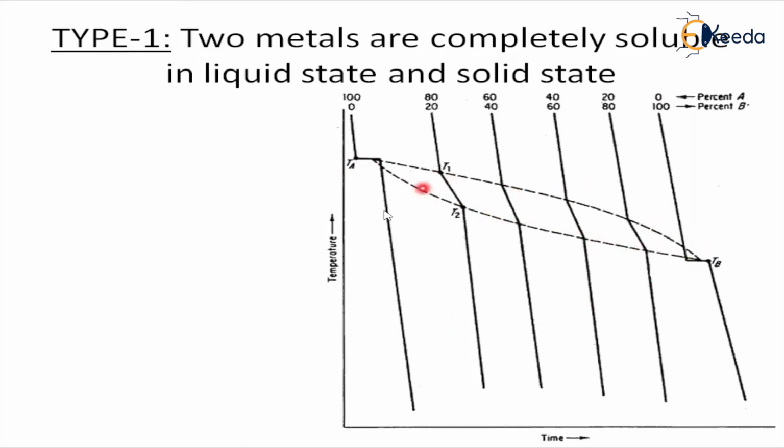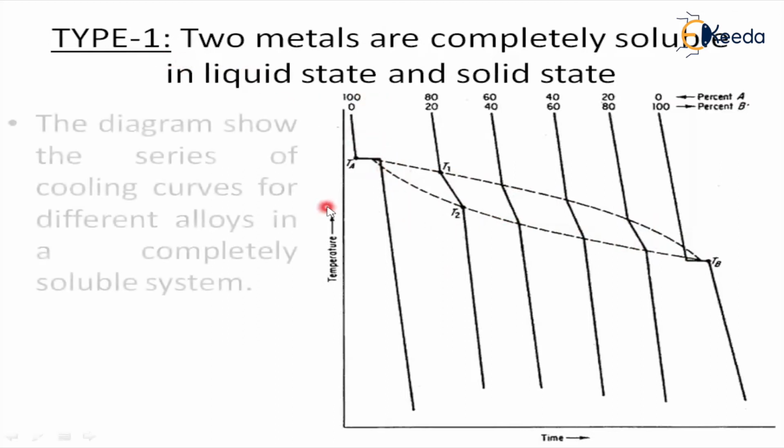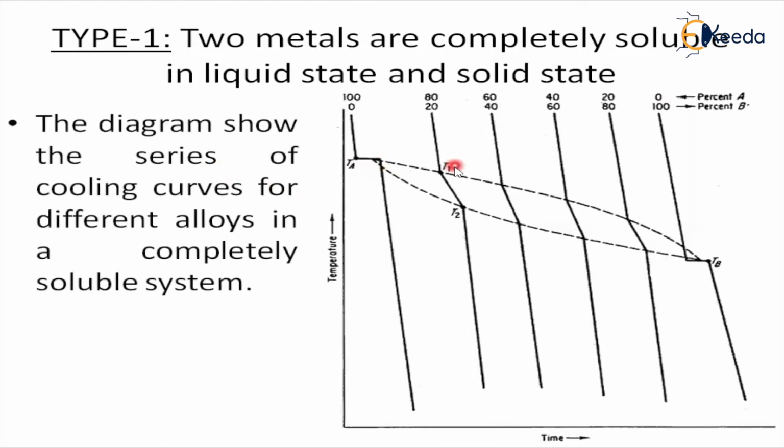So this is the data we have to collect first to draw a phase diagram. In this manner we will collect the data. This diagram shows the series of cooling curves for different alloys in a completely soluble system. Completely soluble system means soluble in the liquid state and in the solid state. So this is the cooling curve for this type 1 phase diagram.